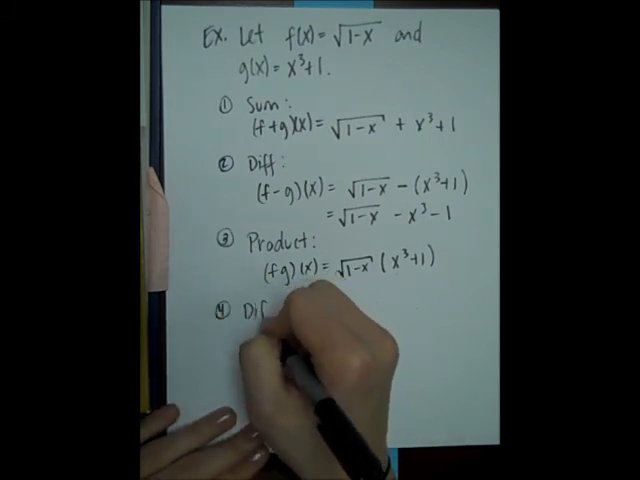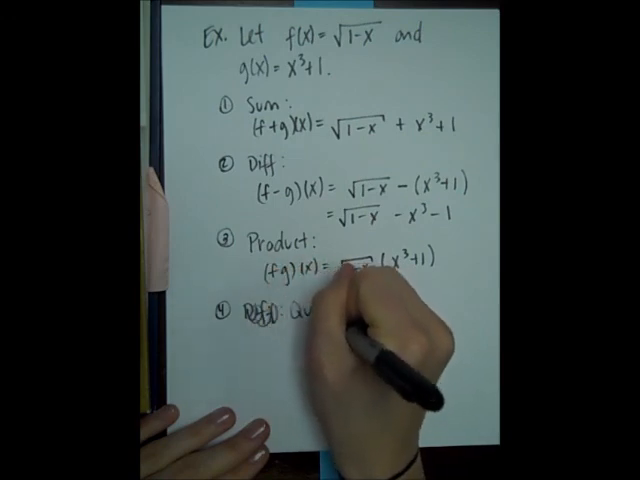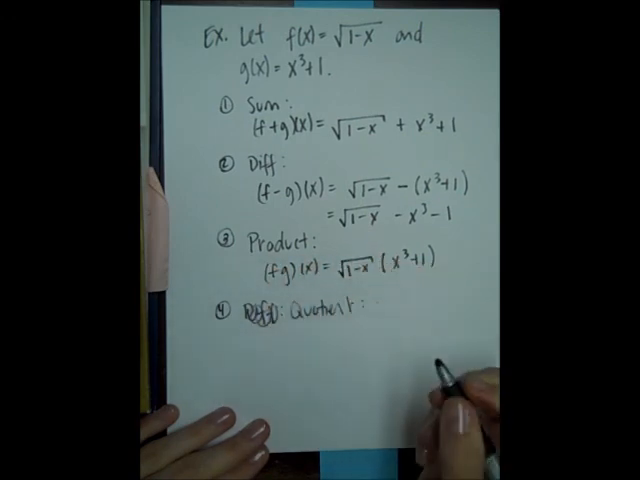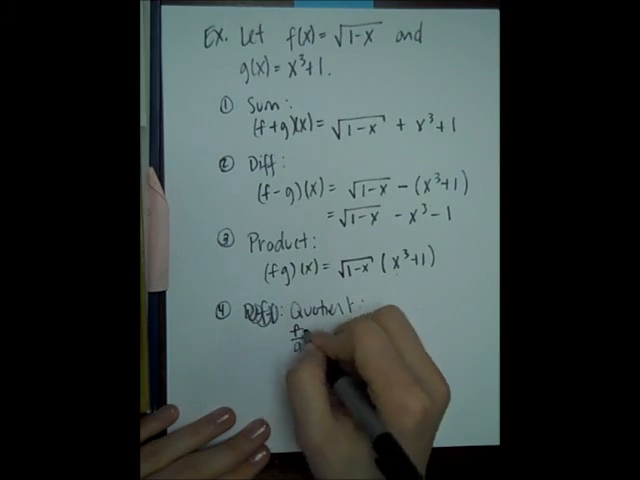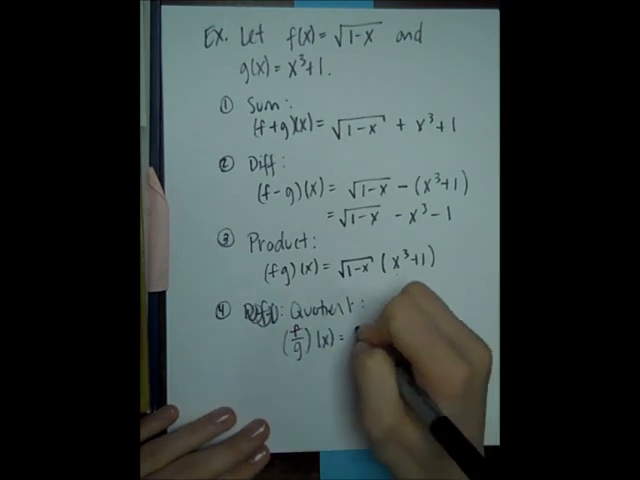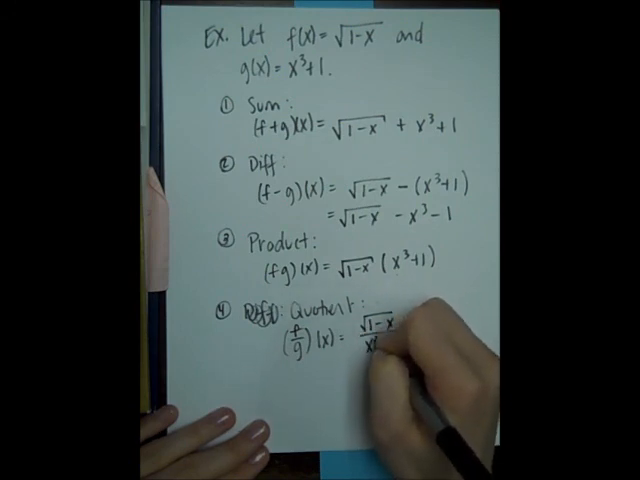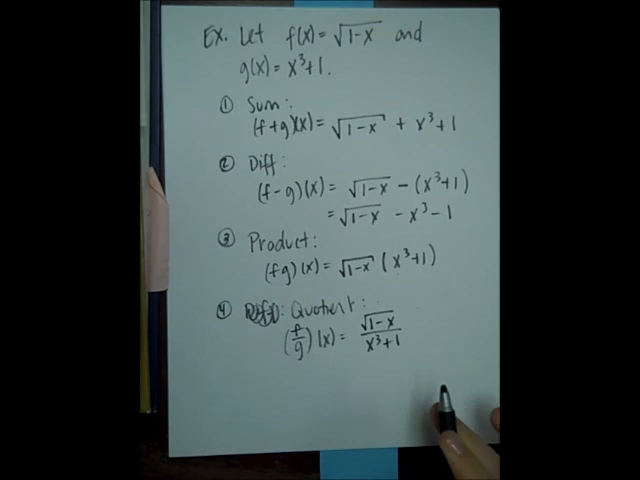I also have the difference. Keep doing that, the quotient. So what is the quotient? That would be f over g of x. So here I just divide the two. This is the square root of 1 minus x over x cubed plus 1. And don't forget here, I could find the domain by setting the denominator equal to 0, marking it out on the number line. So we already know how to find the domain of that.